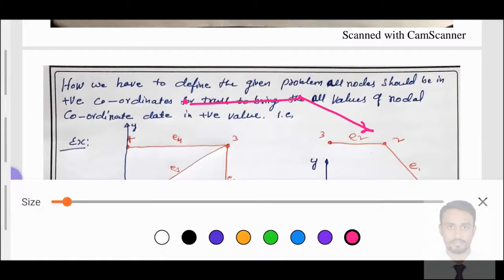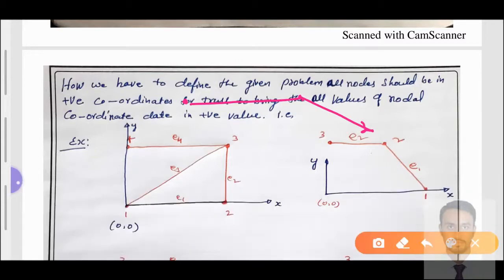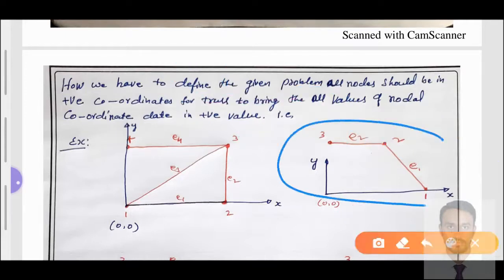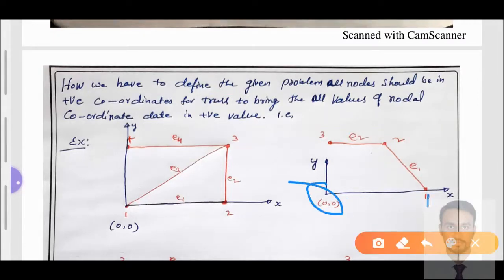To find the first node, you have to draw an axis from the lowest node: the x-axis moves from this particular node, and the y-axis is taken from the highest node on the left-hand side. That means all the values will come in a positive manner, like we have here. You can check that the origin will be here at 0, 0. Node numbers 1, 2 and 3 are given for this.